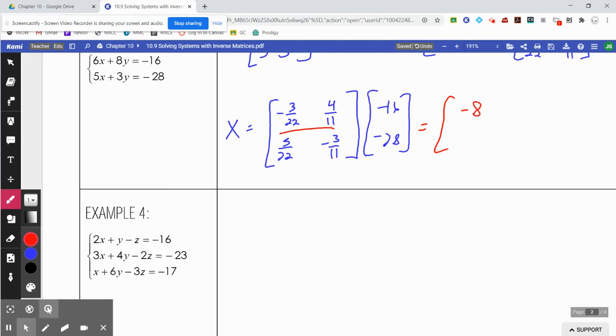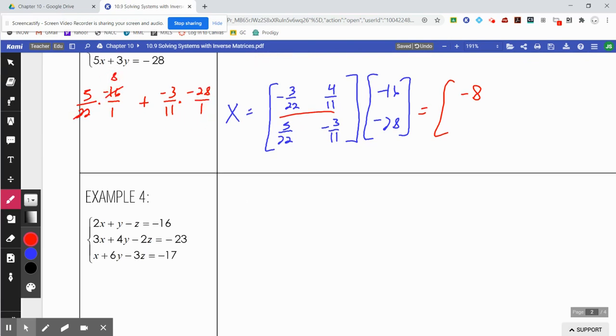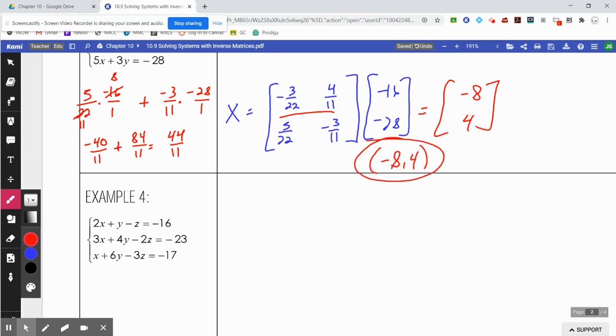Now let's move on to our second row. You have 5 over 22 times negative 16 plus negative 3 over 11 times negative 28. Cross cancel here and here. That's going to be 8 and 11. 5 times negative 8 is a negative 40 over 11. 3 times 28 will be a positive 84 over 11. When you combine those, that gives you 44 over 11, which gives you 4. So therefore, your final answer is negative 8, comma 4.